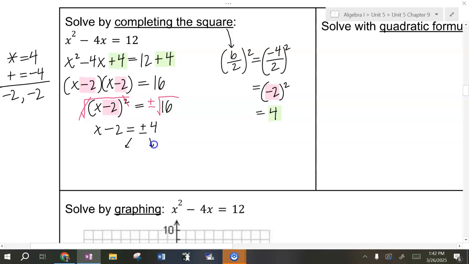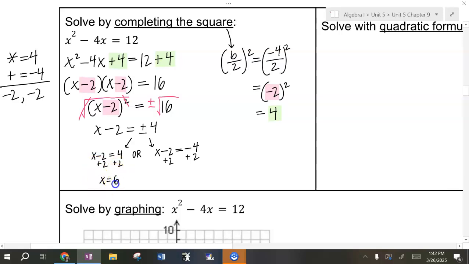Once you get it to this part, now you're going to split it up. X minus 2 equals +4, or x minus 2 equals -4. So you're splitting up the plus or minus. One's +4, one's -4. Solve each linear equation separately, but both of them you're doing the same thing. You're adding 2 on both sides.